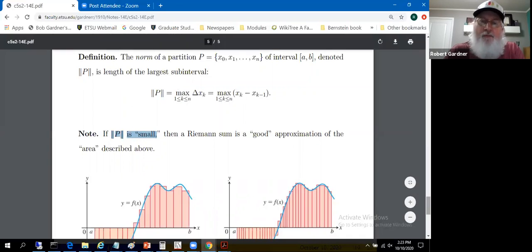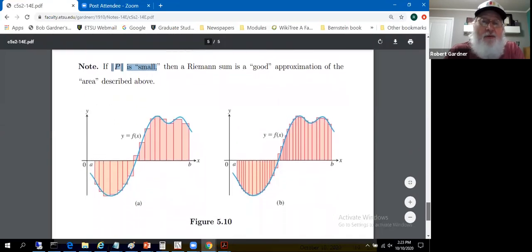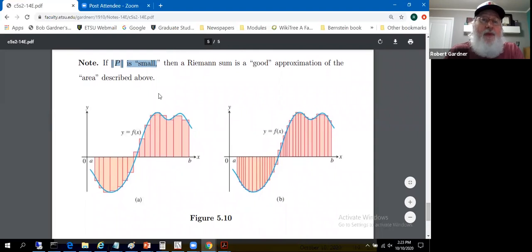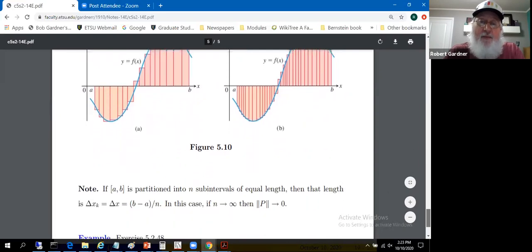And I want narrow subintervals. Well, if the biggest one's narrow, then they're all narrow is the idea here. So we get good approximations when the norm of a partition is small. Cut it into small pieces and you get better approximations of the area.